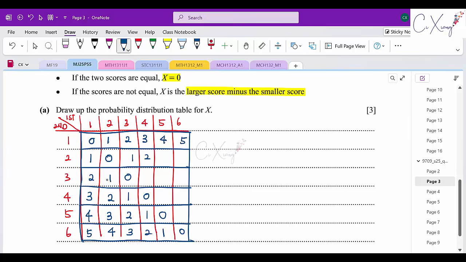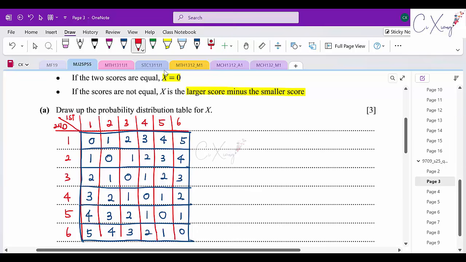Okay, so you can see that it is maybe a bit time consuming, right? Because you have to fill in all the possible values. But to me, all the 36 outcomes here already will be the answer. It already shows all the answers here. But of course, we have to put our answer into the probability distribution table.